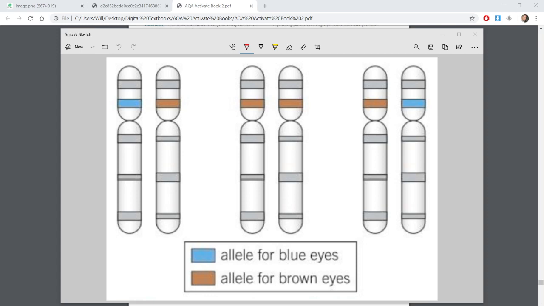Yes, so allele, dominant, recessive, you've added those words. DNA, chromosome, genes as well. Okay.